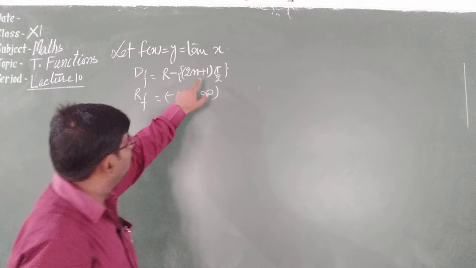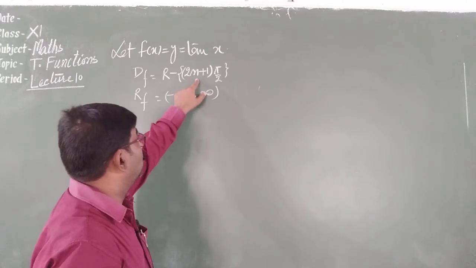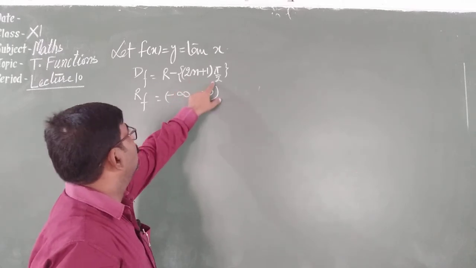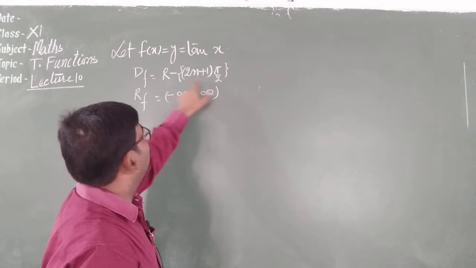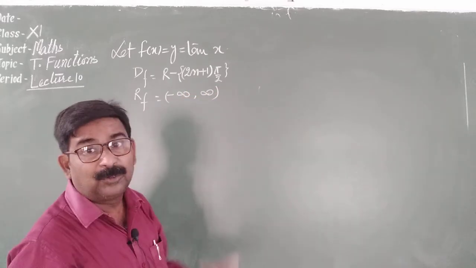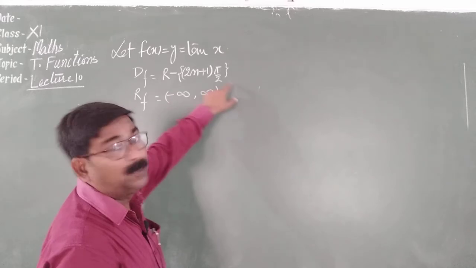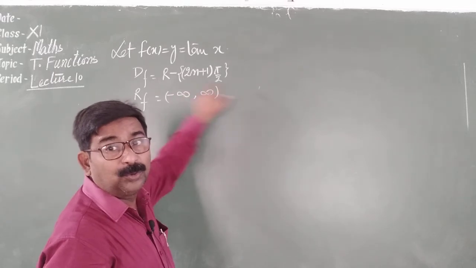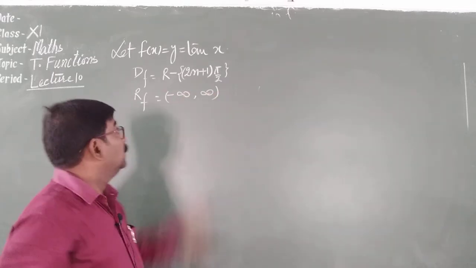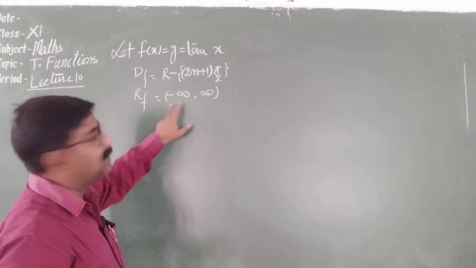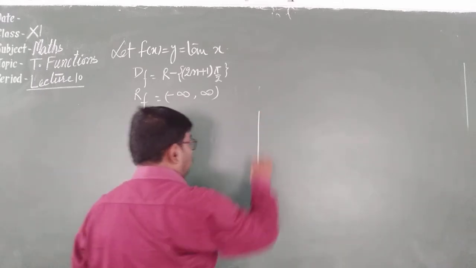If you put n equal to 0, it is π/2, which means the domain is all real numbers minus π/2, and tan π/2 is not defined. If you put n equal to 1, so 3π/2, 5π/2, 7π/2, meaning odd multiples of π/2, that is its domain, and the range is minus infinity to plus infinity. Let's see how we plot the graph.